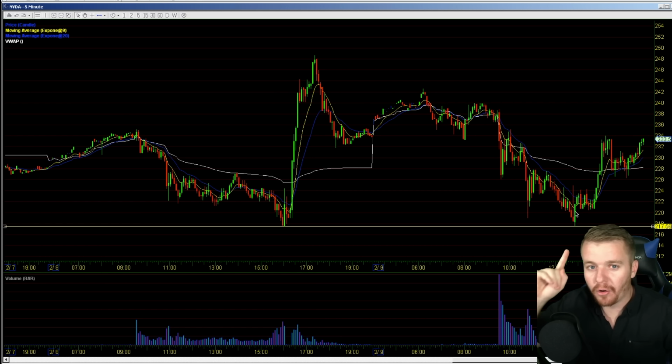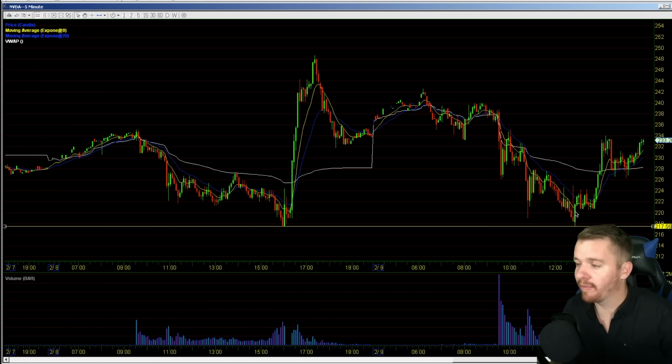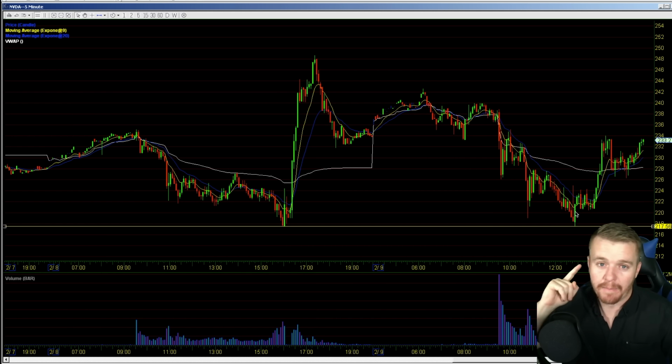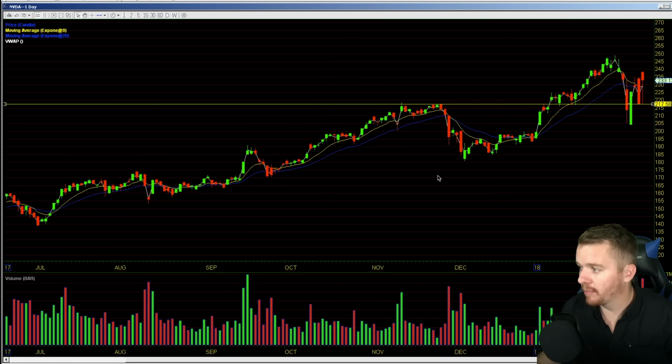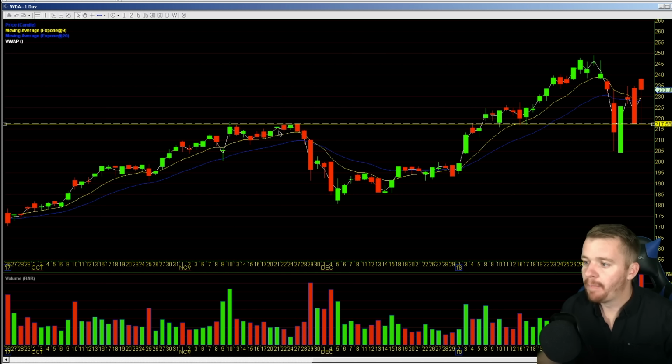Don't get caught up on only one time frame. Look at multiple time frames. Confirm your thesis off of multiple time frames. If I look at the 1 minute chart and it looks like there's support there, okay, I look at the 5 minute. Let's look at the daily chart. Is there support there? Well, look at that. If I look back in November and December, there was clear resistance at that 217 area.